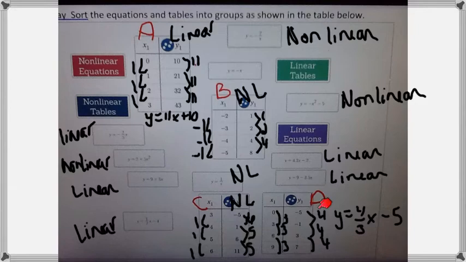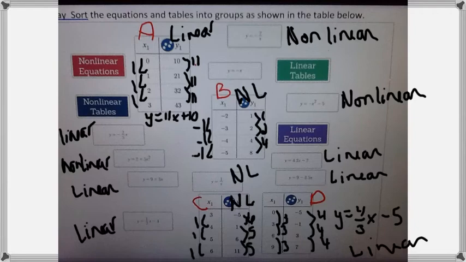On my last table, the y-values go up by 4 from negative 5 to negative 1, and then from negative 1 to 3 is 4, and from 3 to 7 is 4. And all of the x's are increasing by 3, which means the equation is y equals 4/3 x minus 5, where 4/3 is the slope, and negative 5, where x is 0, is your y-intercept. This goes in the linear column.